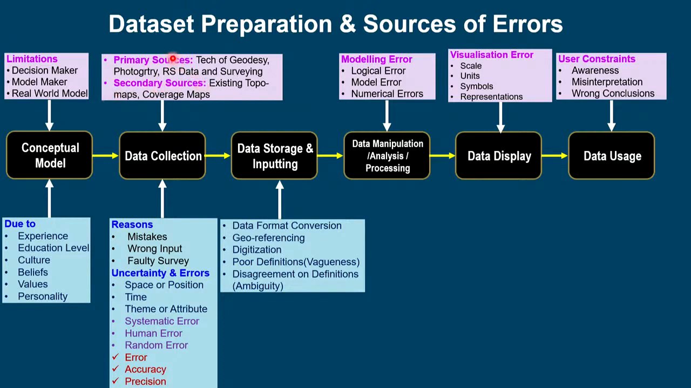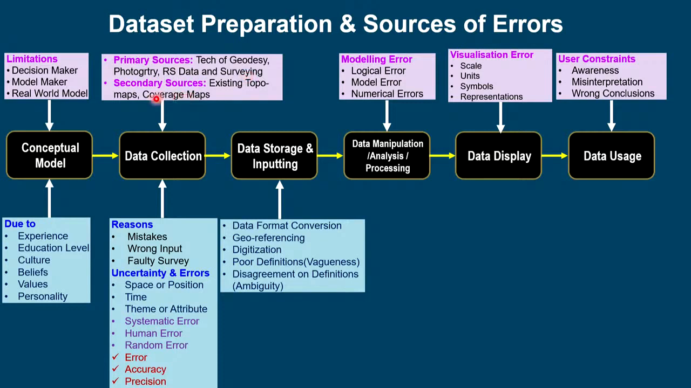So primary sources means raw data. For example, techniques of geodesy, you are collecting the data, that is called the primary source of data. Photogrammetry techniques you are applying, or remote sensing data, or the surveying data, means directly if you are collecting from the field. Or you can say this is the immediate data. So that is called the primary source of data.